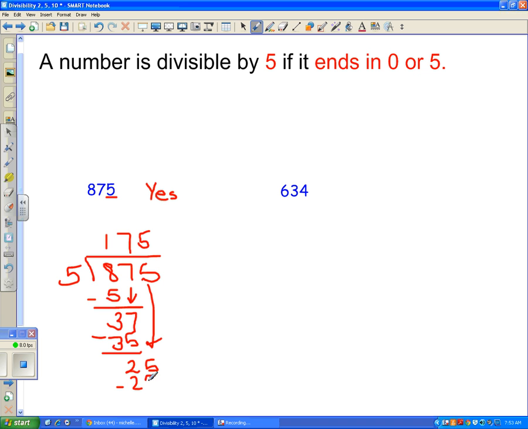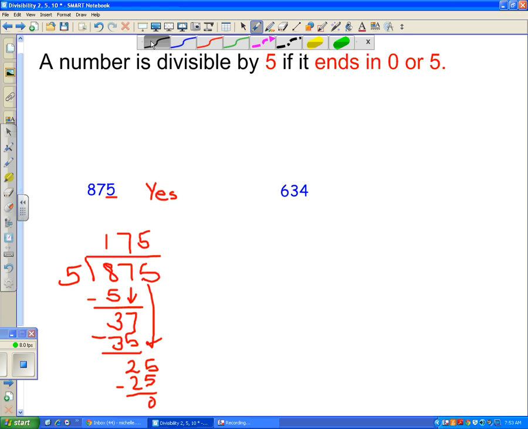And subtract one final time. 0. There's nothing else to bring down. So because we were able to divide and we got a remainder of 0, 875 is then divisible by 5. So let's take a look at a non-example here.